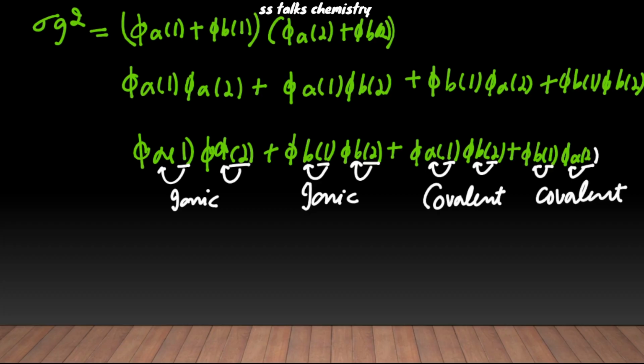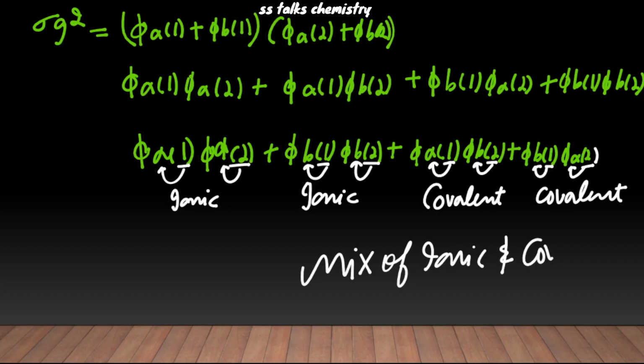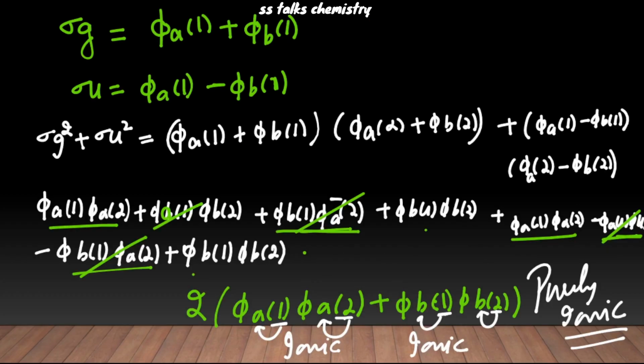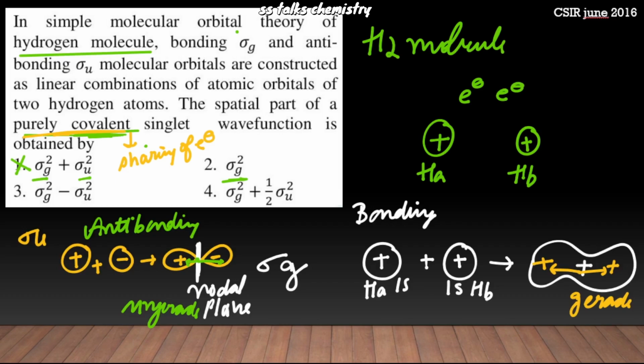So this sigma G2 that you are having is a mixture of the ionic and the covalent. Ionic and the covalent. So again not the pure covalent bond we are getting. So again this can't be the answer. So option B also is eliminated.